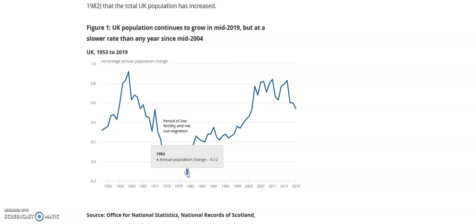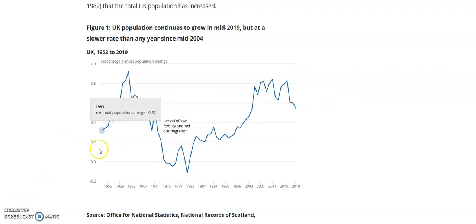This is the lowest percentage change. Then you can see in 2016 another peak of increase in the UK rate of population. But the figure shows that the population in the UK is still growing, but at a lower rate compared to previous years.